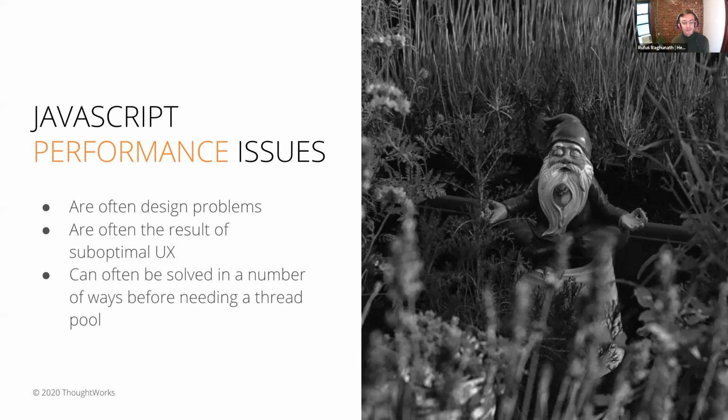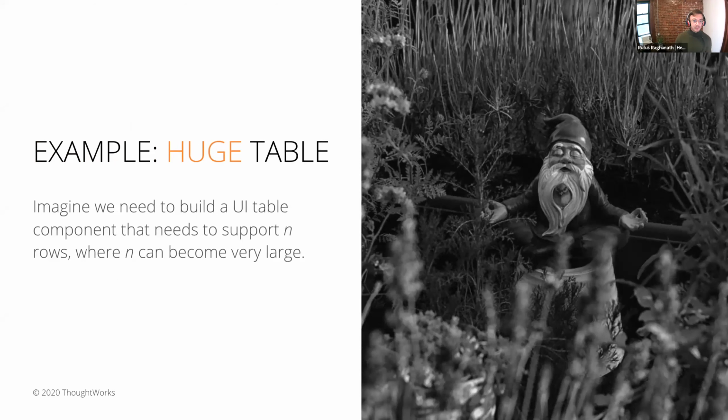But sometimes, for whatever reason, and oftentimes this is not technical reasons, oftentimes it might be organizational constraints. Your team might not have control over anything but the UI. Sometimes that's not possible, and so then you have to do your best in optimizing what you have. But JavaScript performance issues, I think, are often design problems, either UX or technical design problems, often the result of suboptimal UX requirements. So then it's up to you to work with the business to get around it, maybe come up with a better solution. And because of that, you can also solve the problems in a number of different ways before needing a thread pool.